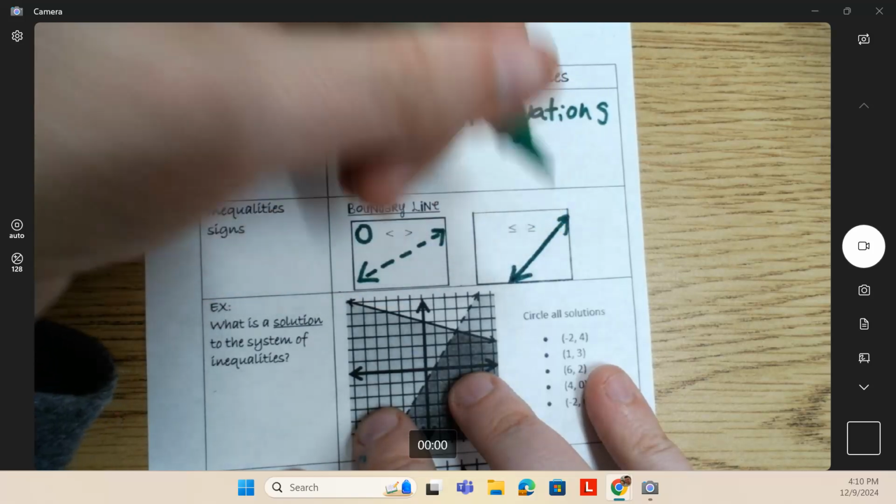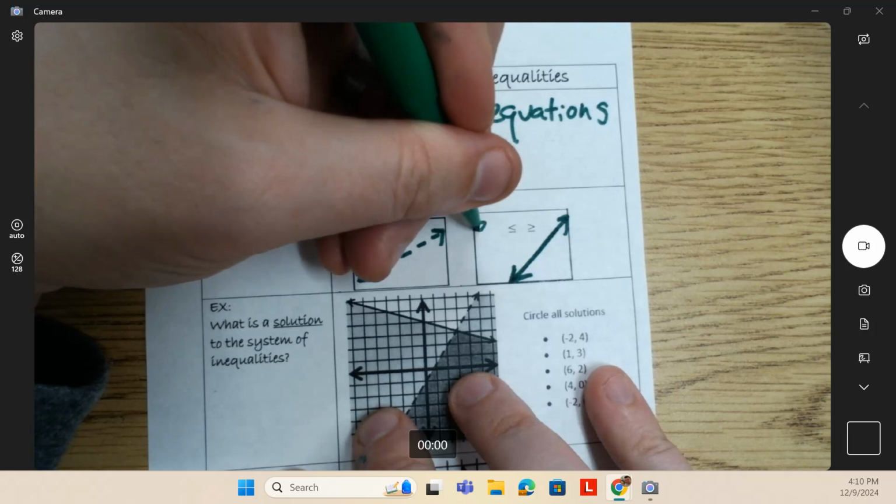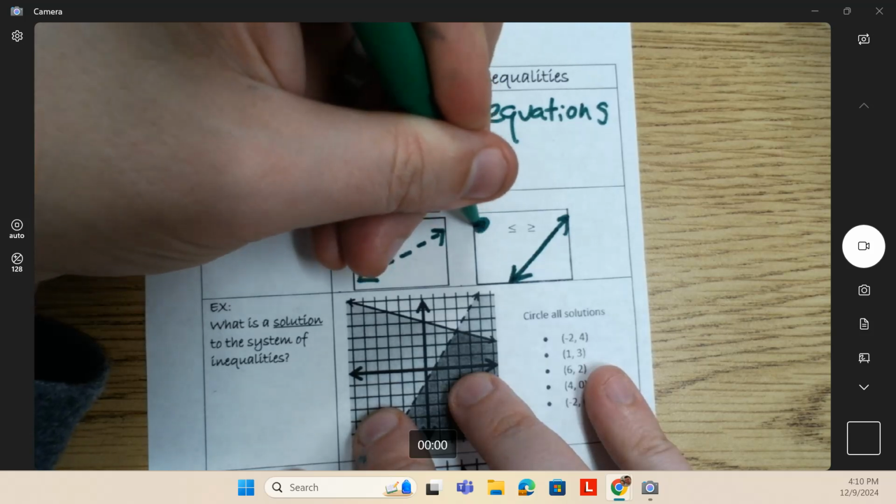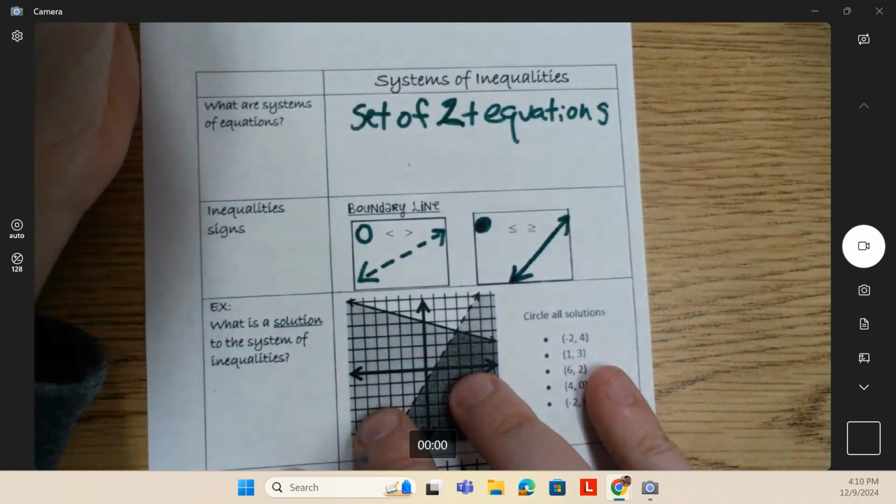So that solid line just means that it could be included in it. And so that's going to be like our filled in dot.